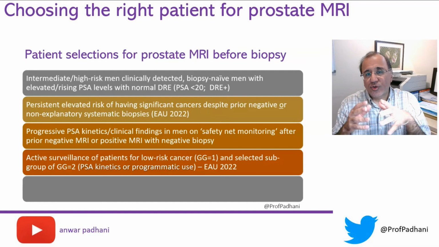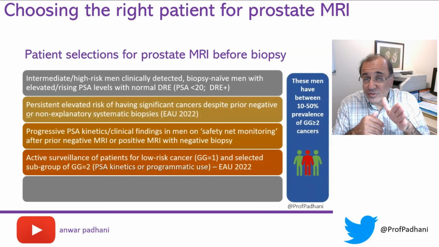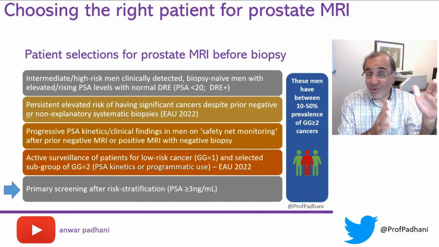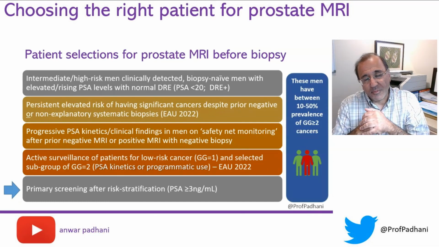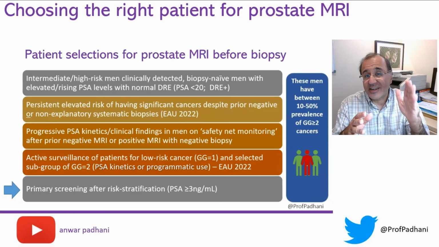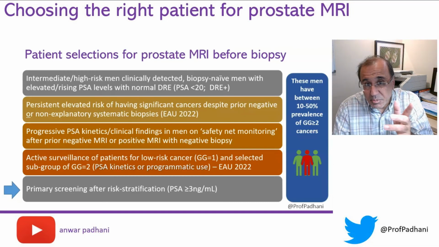Clearly, you would want to use prostate MRI before biopsy in the active surveillance setting, and that is well recognized in the literature. But we've now learned something new, that in primary screening, after risk stratification, in other words, a PSA greater than 3, these men also benefit from the use of MRI. What's common or shared amongst these patients? It's the fact that all these men have a prevalence of between 10 and 50% of prostate cancer. And that is the point.